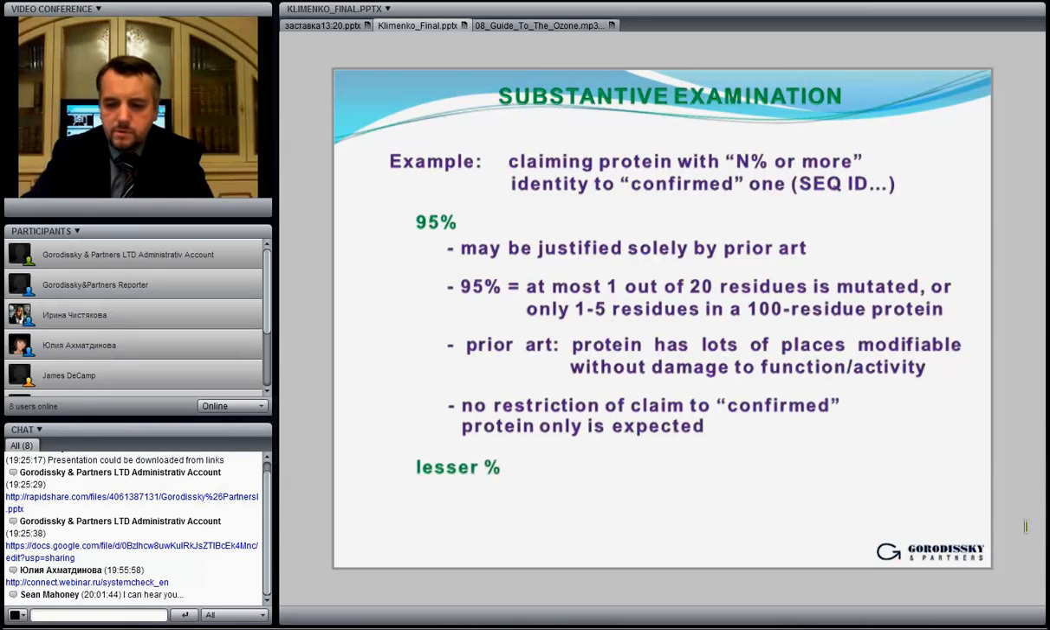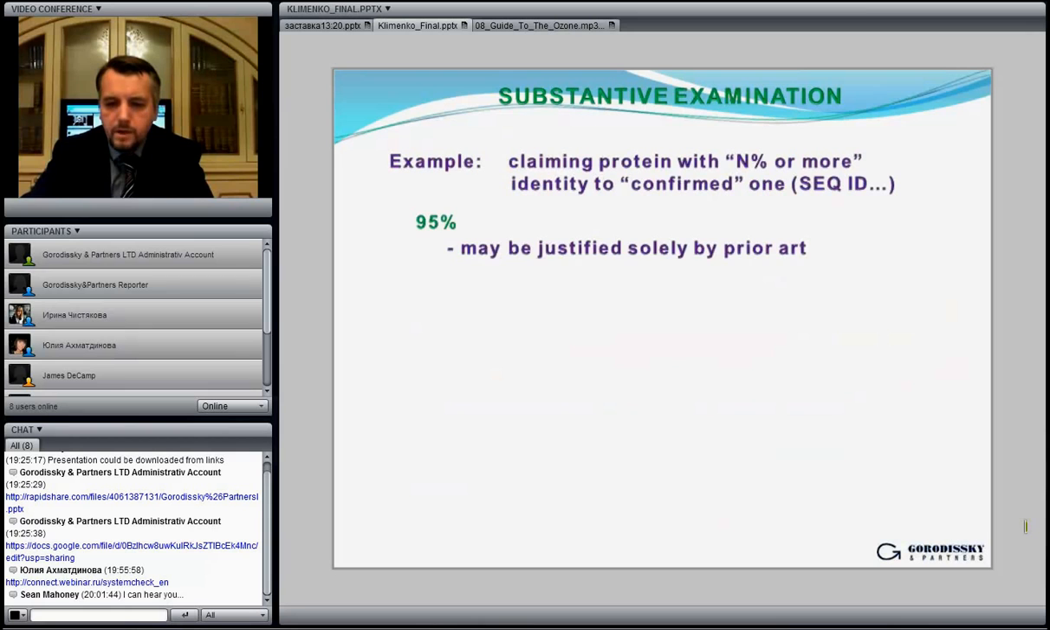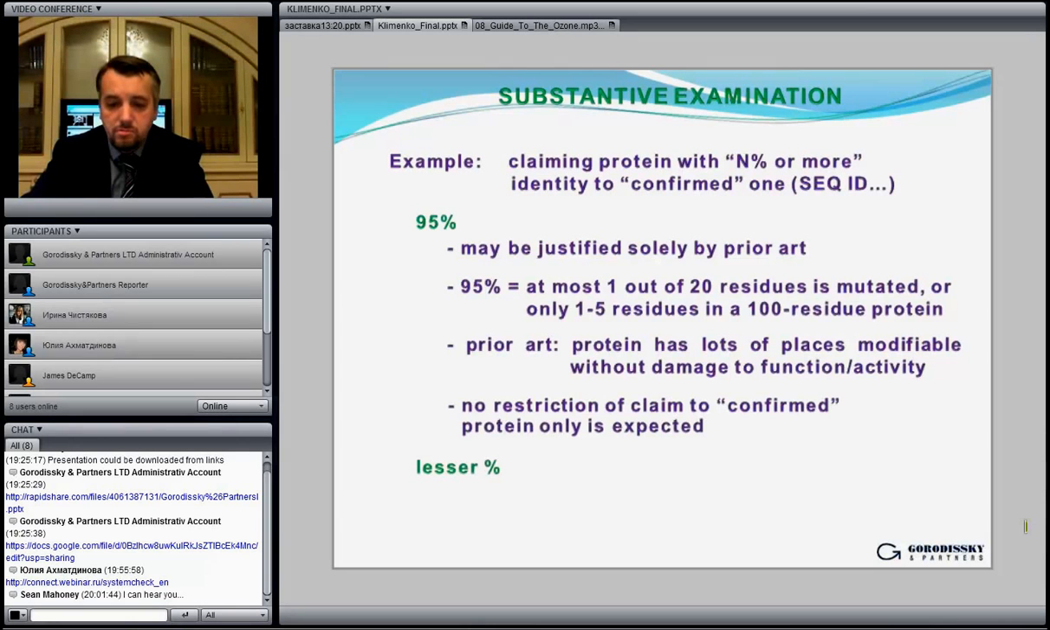However, if the percentage is low, like 30 or 40%, and there are applications like that, it's ridiculous. And we say to our clients that it's not realistic whatsoever.